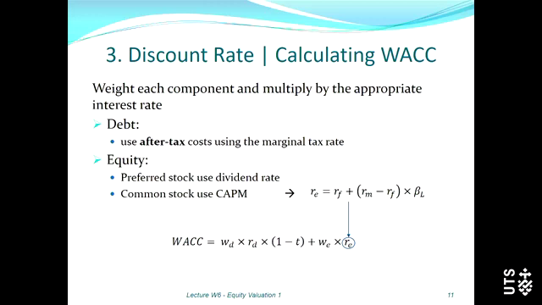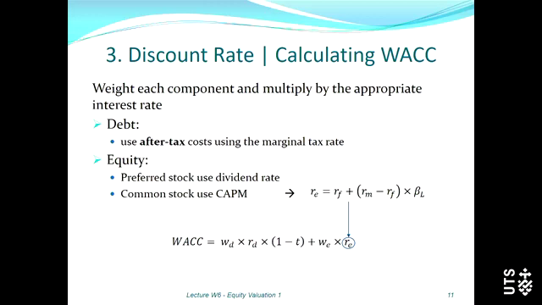Let's look at the weighted average cost of capital. This is the rate we will use to calculate the value of the firm by discounting free cash flows to the firm, right? So this is the appropriate discount rate for the firm because it contains both financing sources.